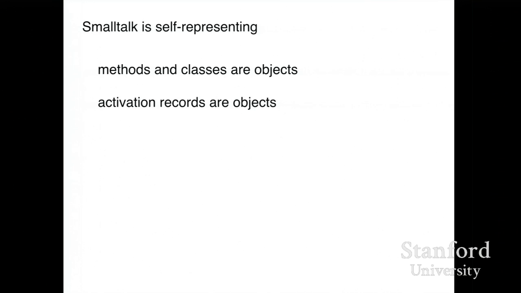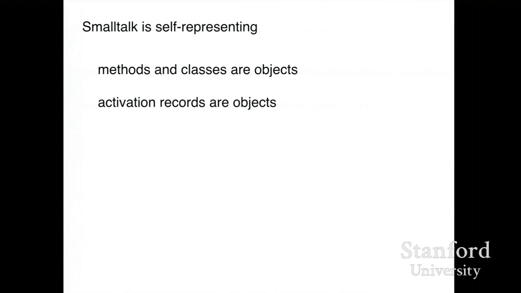Now, what's an activation record? An activation record is that which records the state of a method activation or a procedure activation. So it's, where am I in the current method? What's my PC? What are the values of my arguments and my local variables? And where do I have to return if I have to return a result?